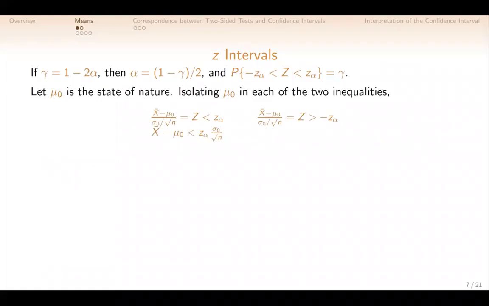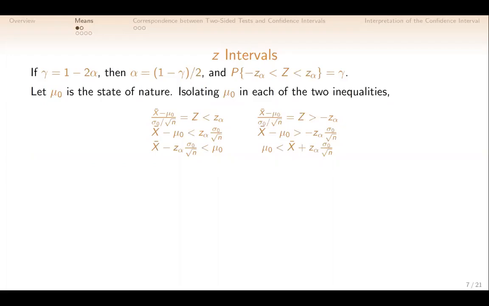So I'll multiply through by sigma naught over the square root of n on the equation on the left, and I'll do the same thing to the equation on the right. I will subtract z alpha sigma naught over the square root of n on the left-hand equation and move mu naught to the other side of the equation for the left column. And for the right column, I move the z alpha over, I get a plus sign, and then I multiply through by -1 to flip the sign.